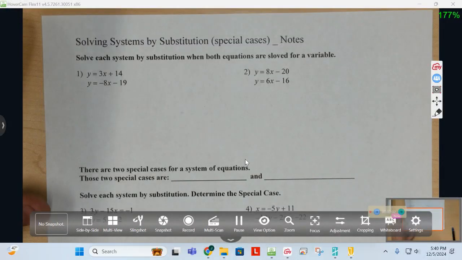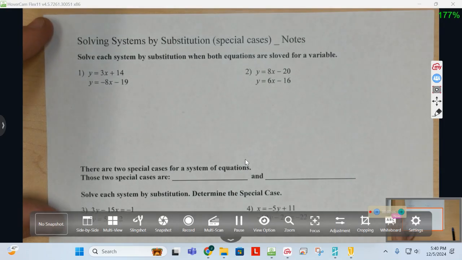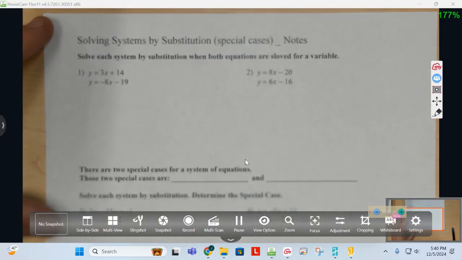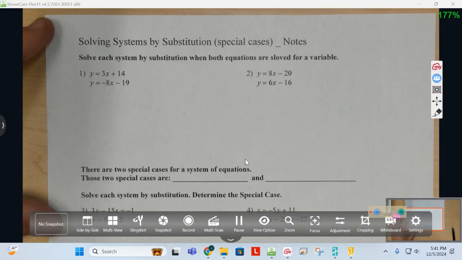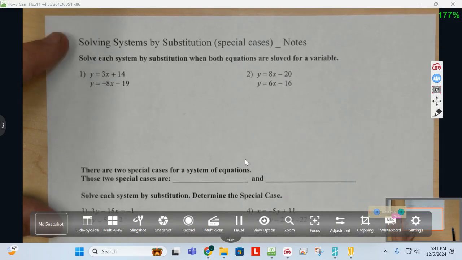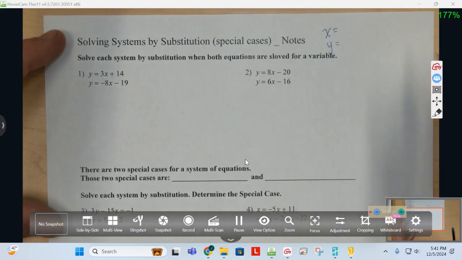In these notes, we're going to talk about special cases that occur when solving systems by substitution. With substitution, remember, we always want an x equals or a y equals equation, or we want to make an x equals or y equals equation, right? We want one of the equations to look like this or that, okay?